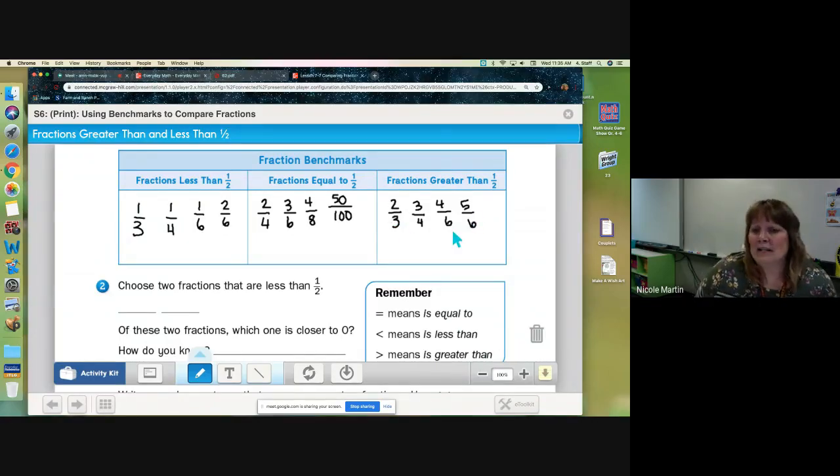Now, a little hint here. The numerator is going to be really, really close to the denominator. 2 is really close to 3. 3 is close to 4. 4 is close to 6. And 5 is close to 6 as well.